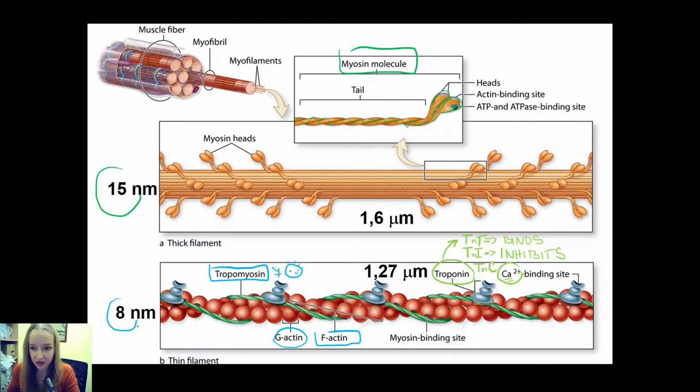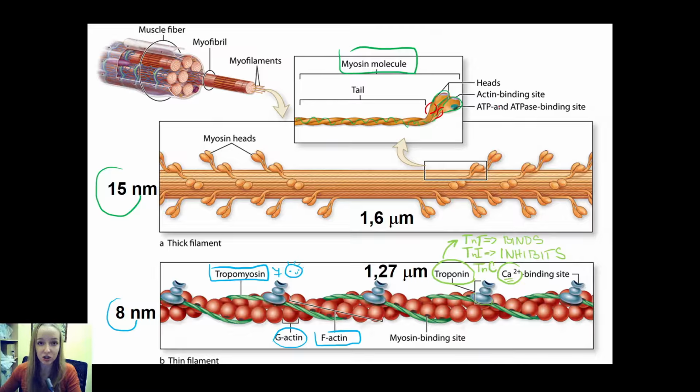But there are also light chains, 4 light chains that are connected to these globular heads like this. There are 2 on one and 2 on the other. So we have 2 heavy chains and 4 light chains together creating the myosin molecule. And this myosin molecule has two heads, which have two sites. One is the actin binding site, because it needs to be bound to actin, obviously. And one is the ATP and ATPase binding site, because we need energy to do so. We need energy to bind to actin.